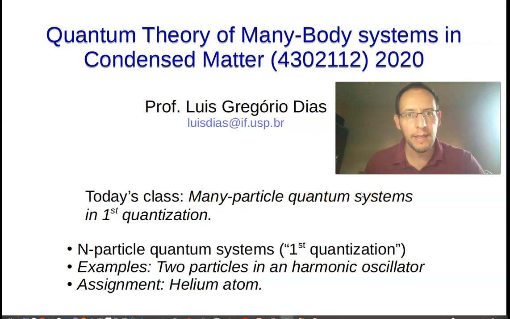Remember that in the last class we talked about single particle systems in the first quantization. We talked about the harmonic oscillator and basis states, and today we're going to extend these concepts to many-particle quantum systems. Let's give an example of two particles in the harmonic oscillator, and there will be an assignment regarding the helium atom. Okay, so let's see what you get today.